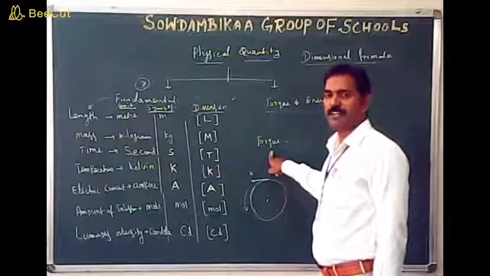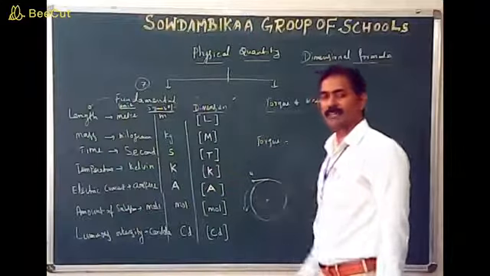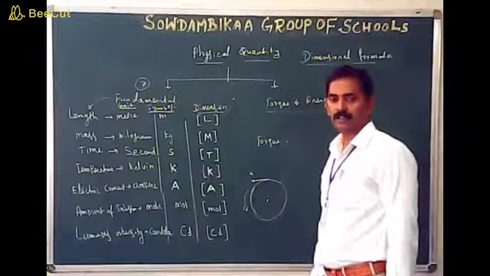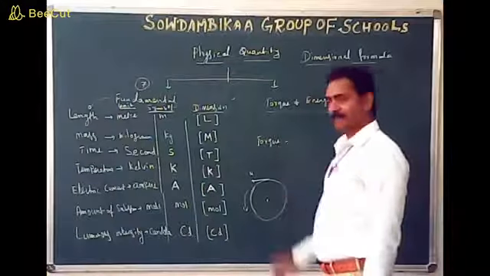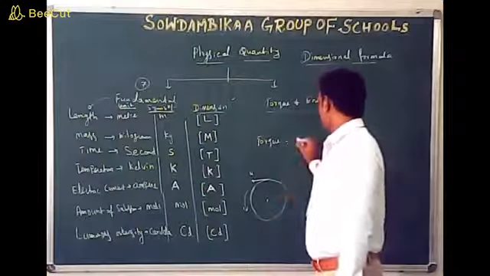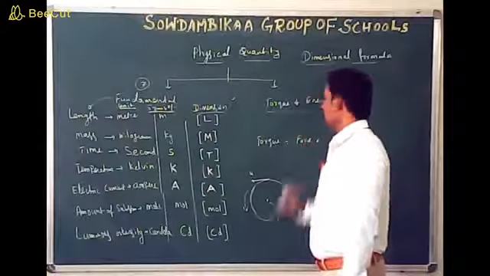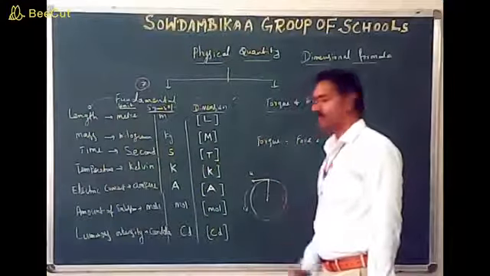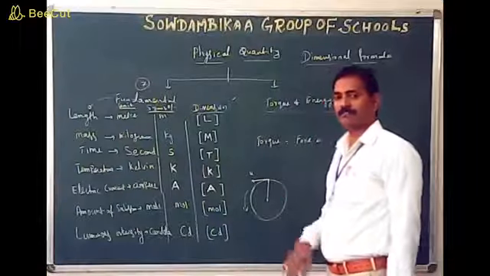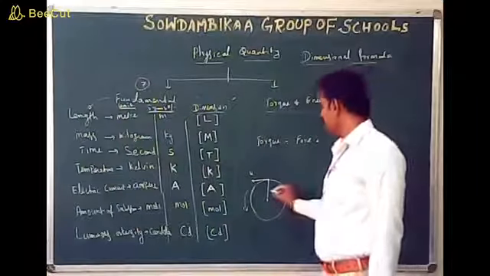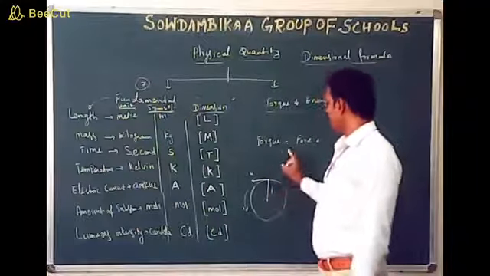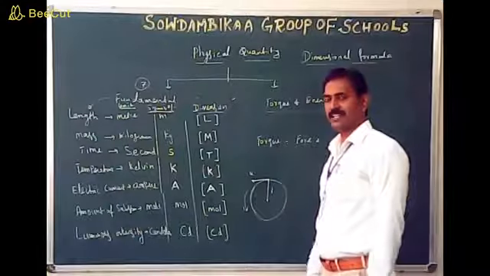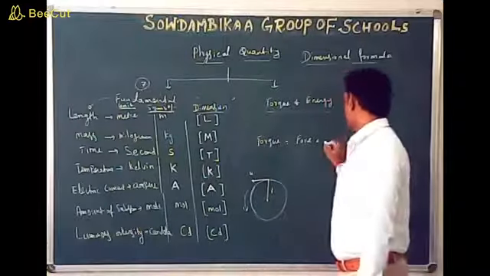How do we find the torque applied on the body? Torque is equal to force into the distance between the point of application of the force and the point where it is fixed. Now that is the distance R. So the torque is equal to force into the perpendicular distance.